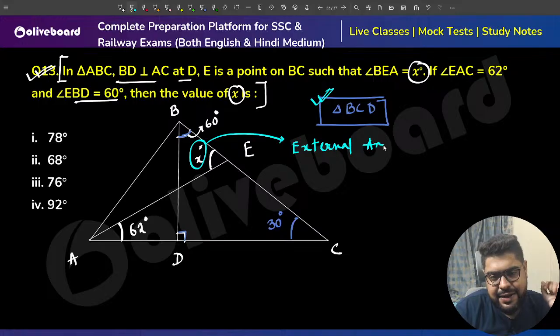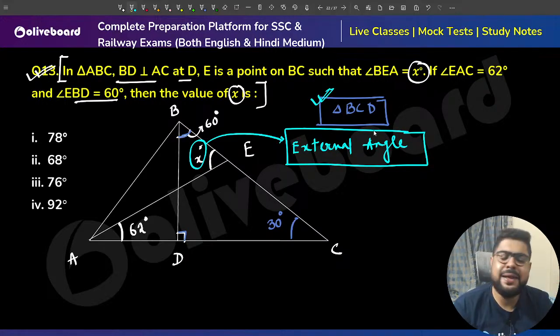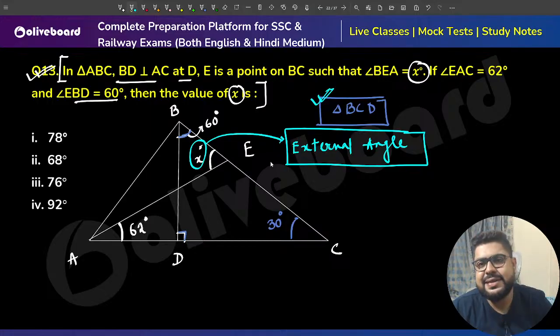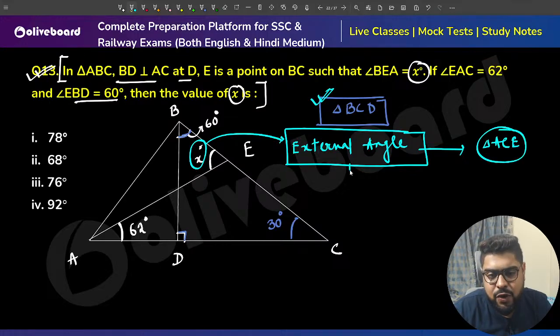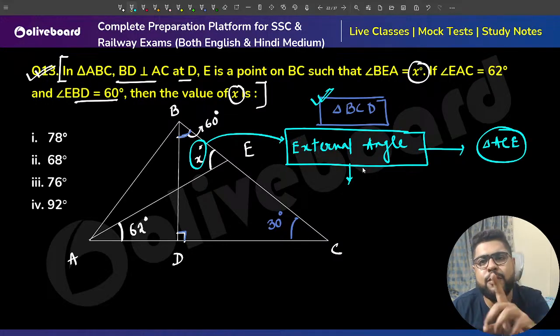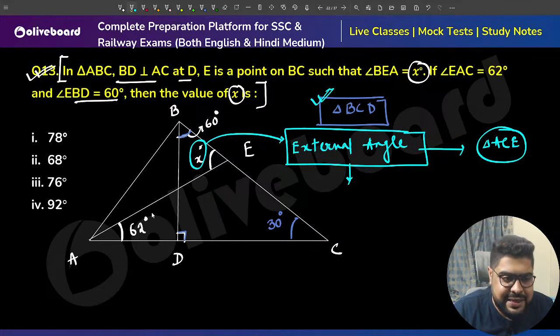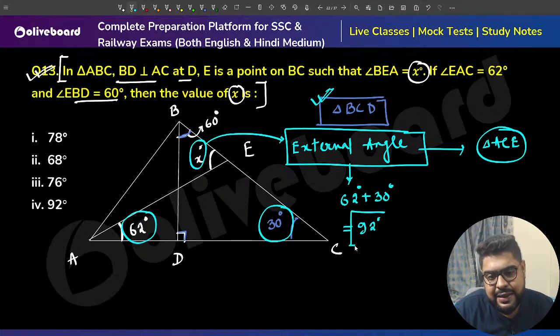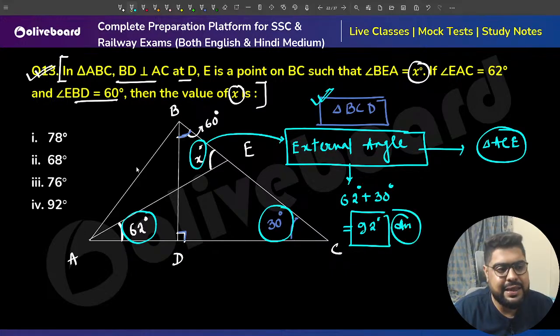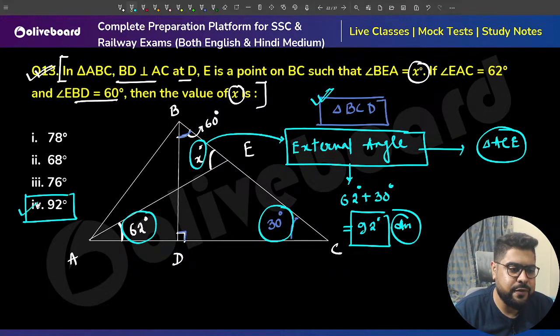Here the triangle will be which one? The triangle will be, sir, ACE. External angle is this x. That should always be in triangle ACE. So external angle should always be equal to the sum of two internal angles. So this is 62 here and 30 here. So it will always be 62 degrees plus 30 degrees, that is 92 degrees. That's your answer, option number 4.